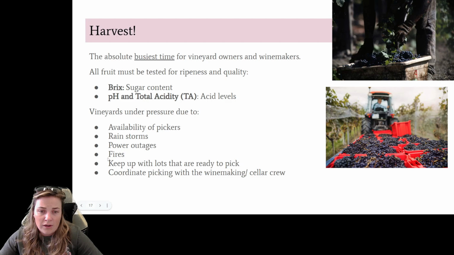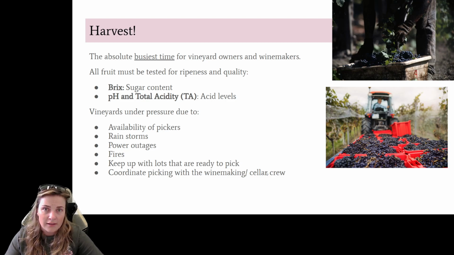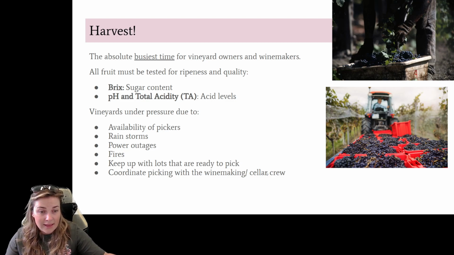And then also coordinating the picking time with the winemaking and cellar crew is very difficult as well. So you might just be a grape grower selling your fruit to winemakers or local wineries to process, and you could say, hey, this is ready now. And they could say, well, that's great, I don't have any space for it till next week. Well, then your fruit's just sitting on the vine, and that whole season of hard work is kind of being pushed aside, basically, right? So there's definitely an ideal time to pick the grapes, and a lot of coordination that's required during the time.